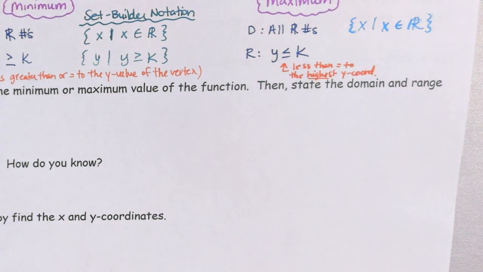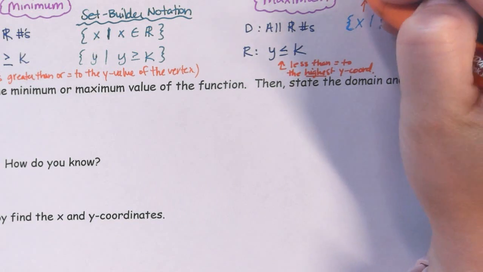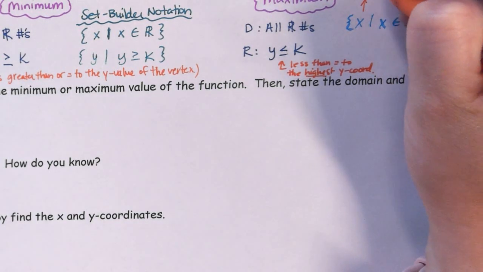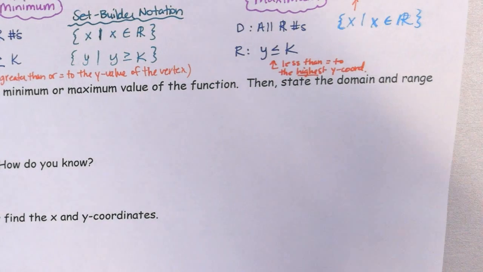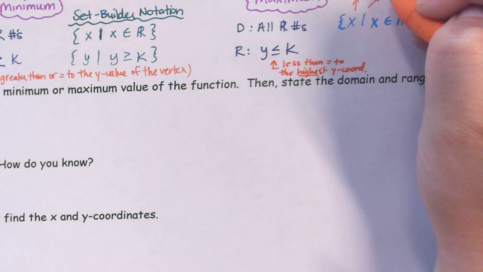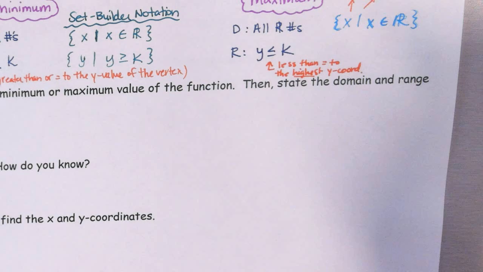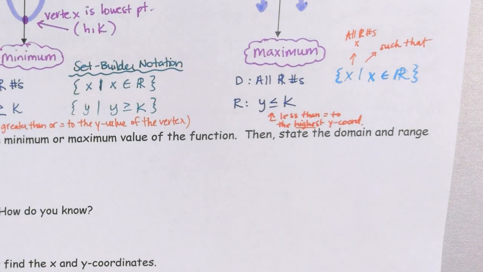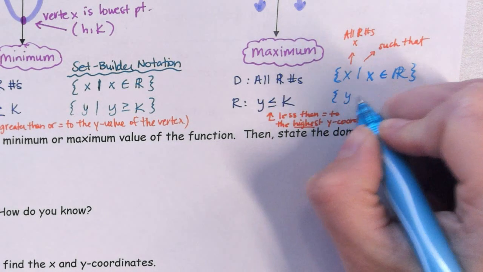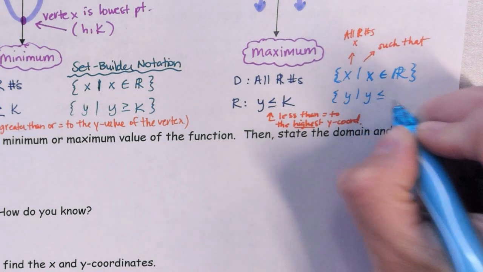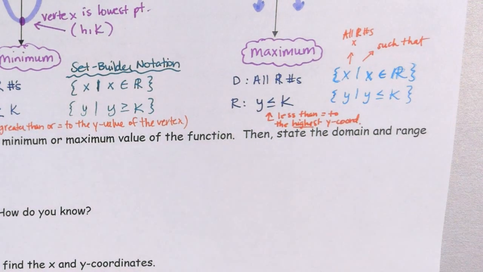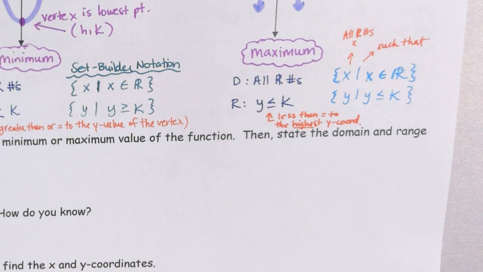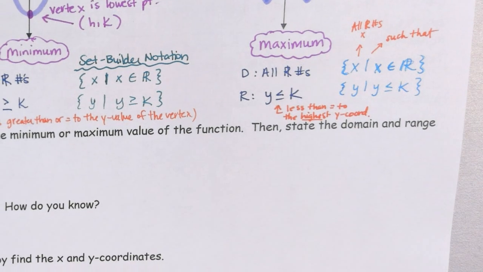Alright, and then again I'm just going to write, this means all real numbers X. And this means such that. Okay, so all real numbers X such that X is an element in the set of real numbers. Alright, and then let's try it for Y. So this is all real numbers Y such that Y is less than or equal to K, fancy bracket. Okay, so when you are writing your domain and your range, you are going to write them in set builder notation.